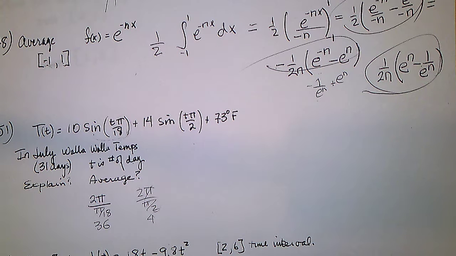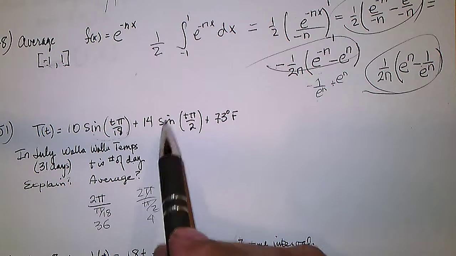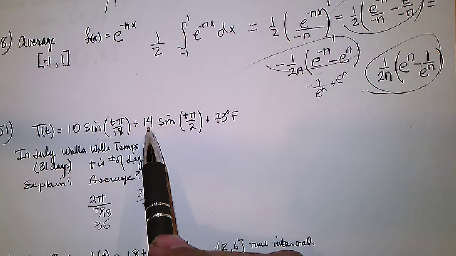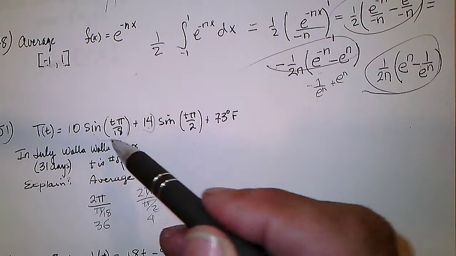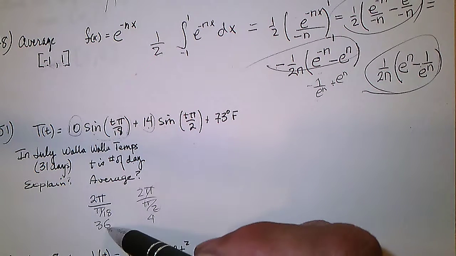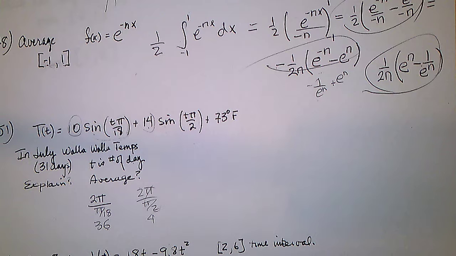So we have a period of 4 days and a period of 36 days. Explain. Well, I'm struggling to explain that. In July, temperatures, explain. And this is going to vary since the sine will go from +1 to -1, so it'll vary by 14 degrees every 4 days. I don't know why that would happen. And this is varying by 10 degrees every 36 days.